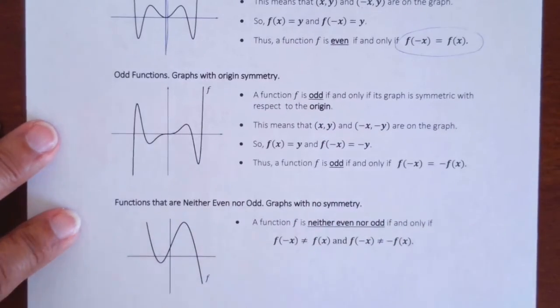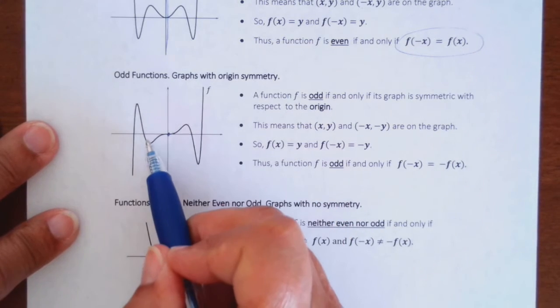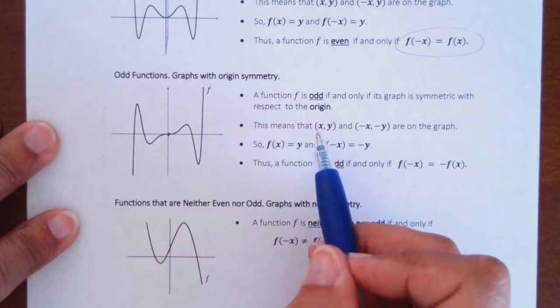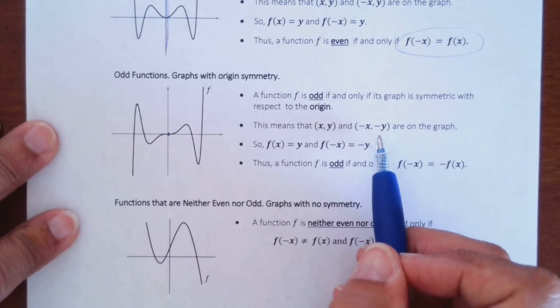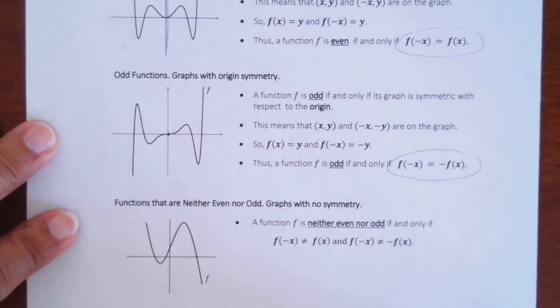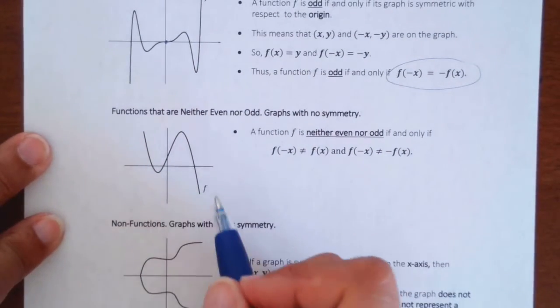Odd functions, again, they reflect over the origin. So anything here would end up here, anything here would end up here. So both your x and y change, okay? And then again, this is the algebra for odd. Then you have the neither situation, okay? So none of those things are true.